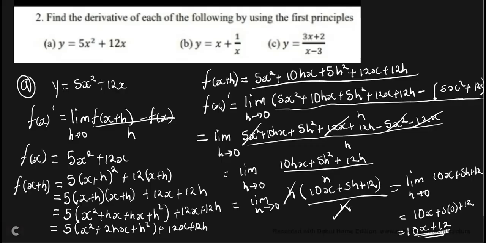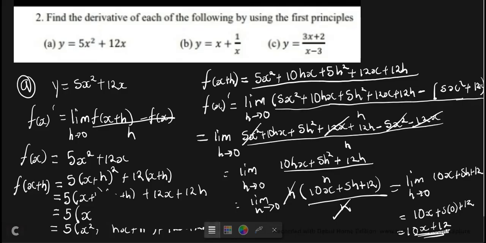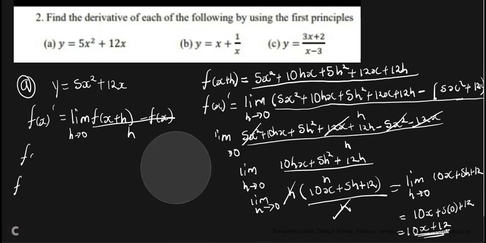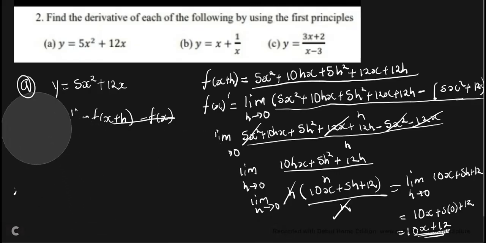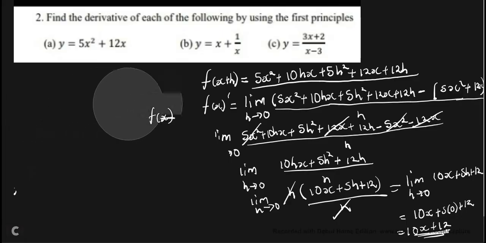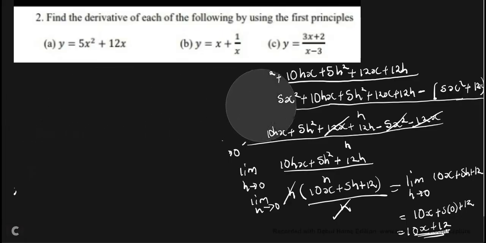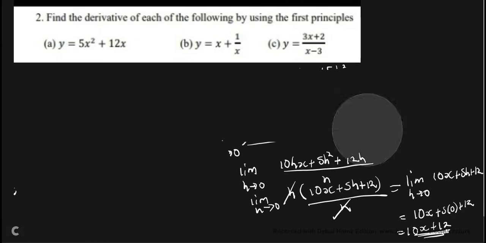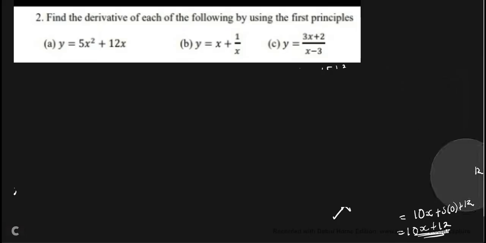Then let's go to B. So on B, what things do you do when you have that which is in B?